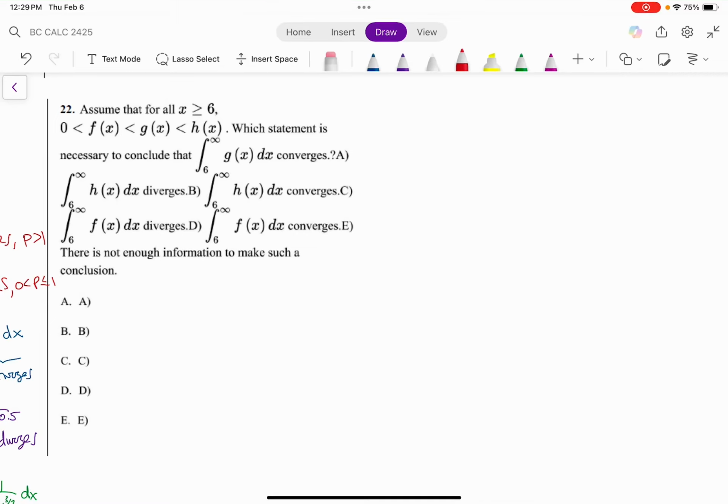Okay, this problem says assume that for all x greater than or equal to 6, f of x is greater than 0, is less than g of x, less than h of x. Which statement is necessary to conclude that g of x converges? So this is a generic application of the comparison test, right?